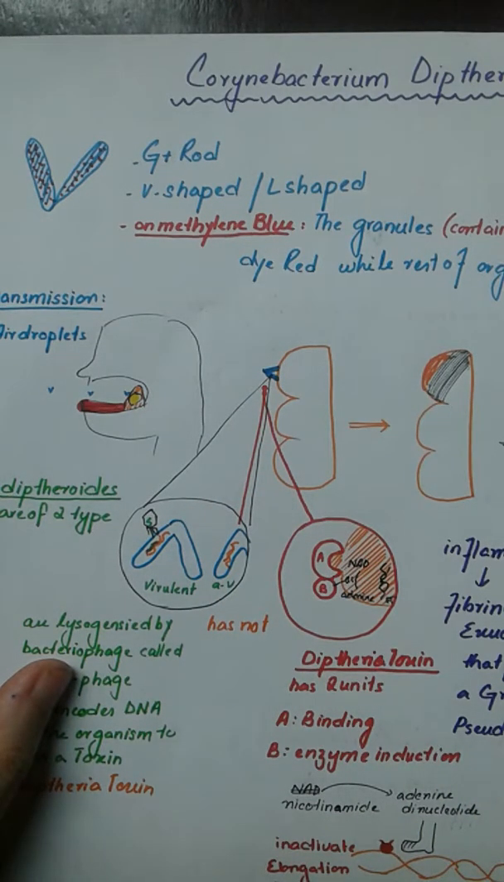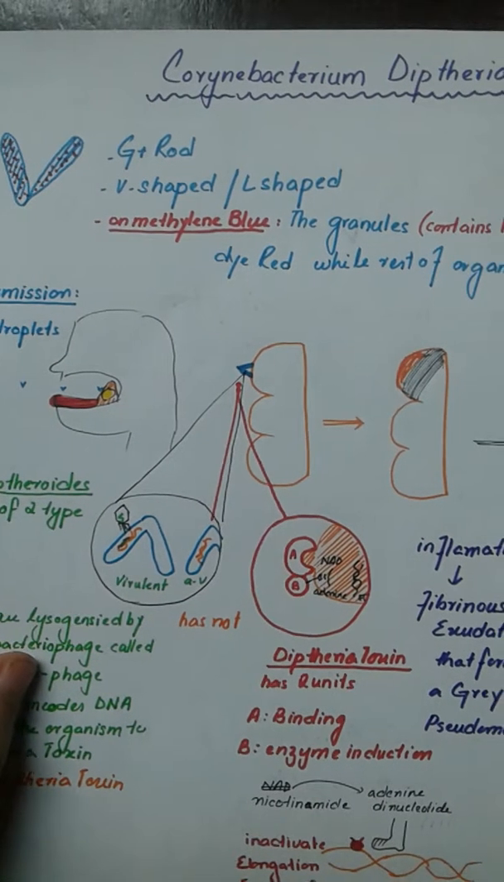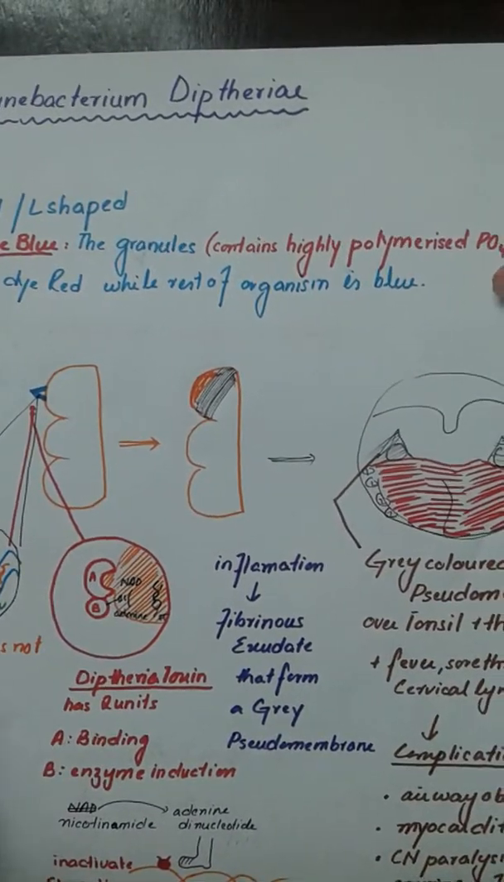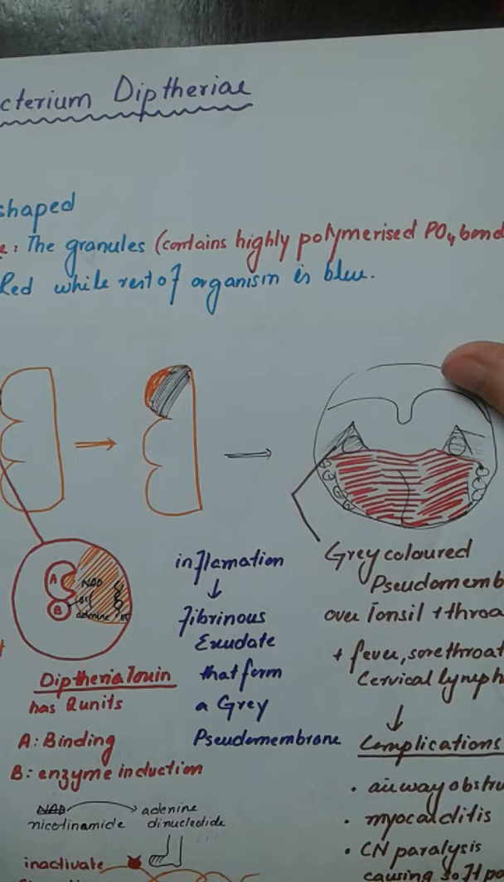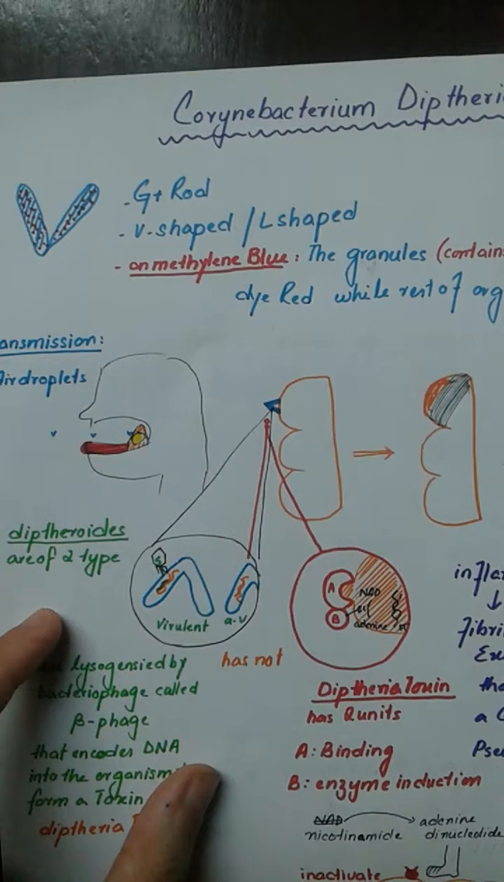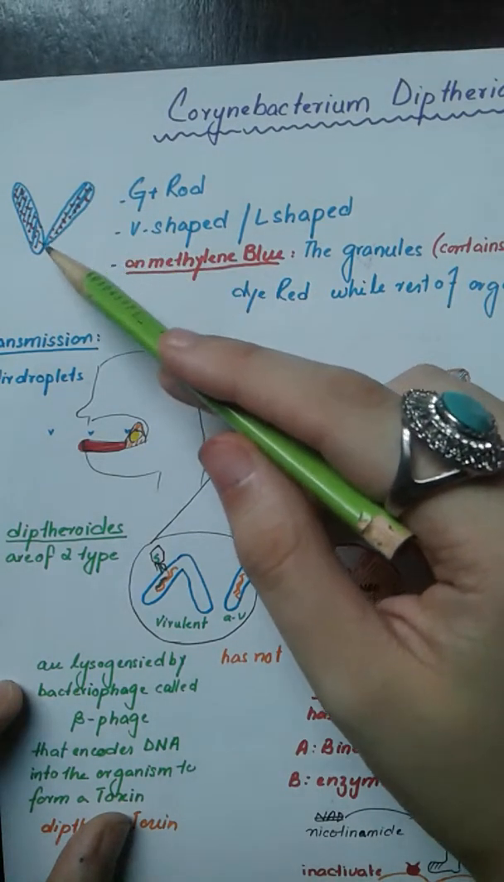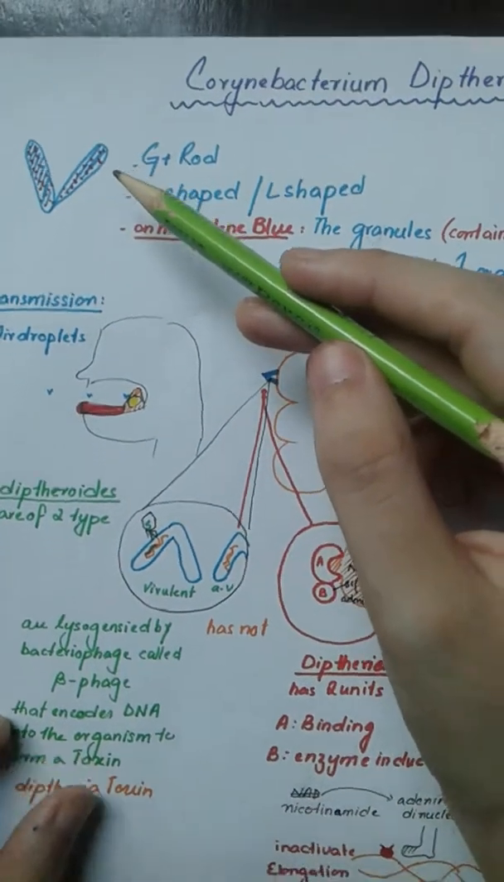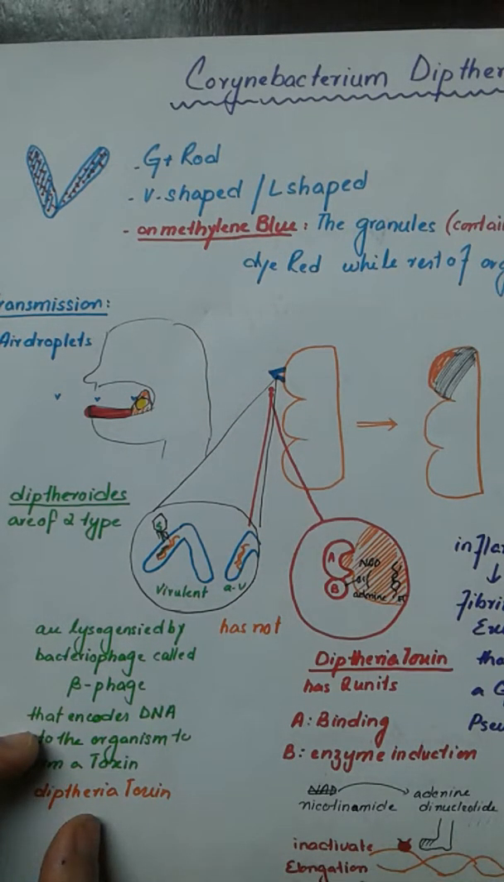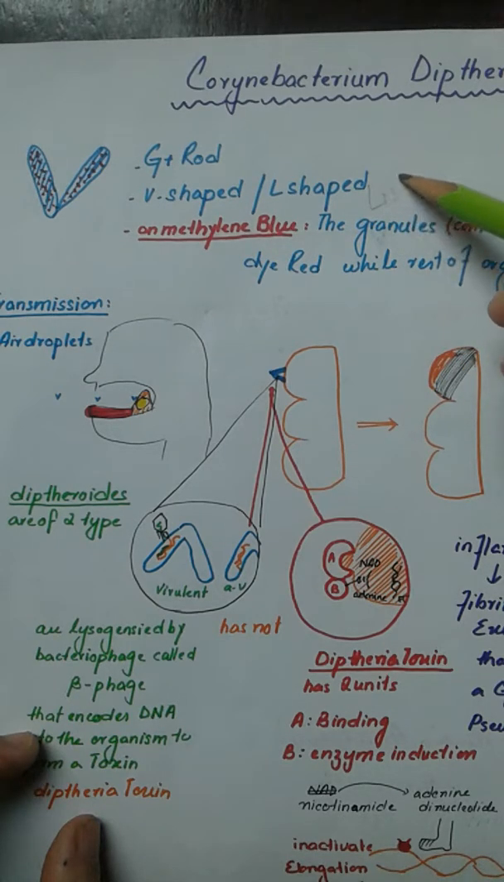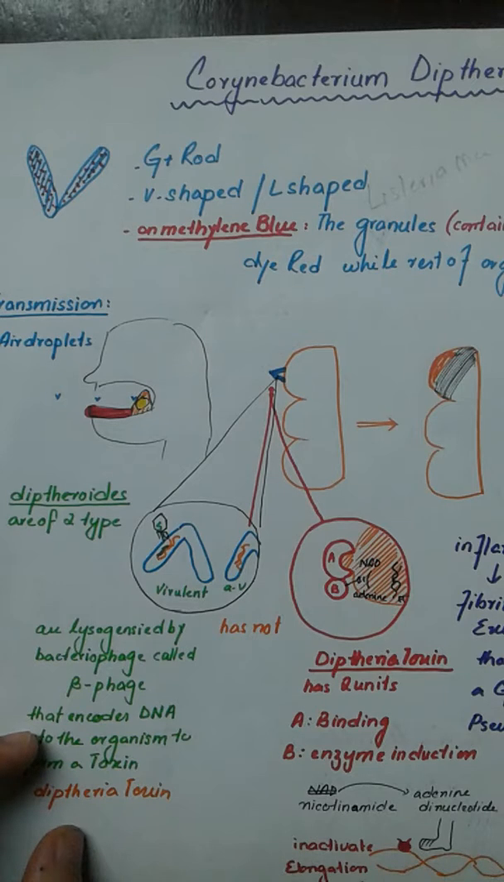Now, why is this visualized? Because these granules are composed of polymerized phosphate bonds. These polymerized phosphate bonds, when exposed to methylene blue, turn red, while the rest of the organism stays blue. So this is one of the differentiating features of this organism in order to differentiate it from the other similar organism which is V and L shaped, known as Listeria monocytogenes.